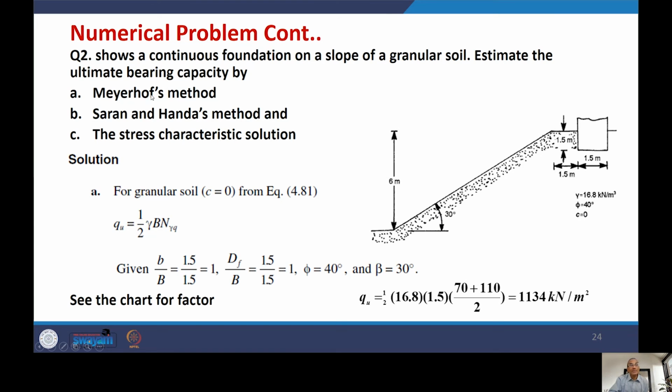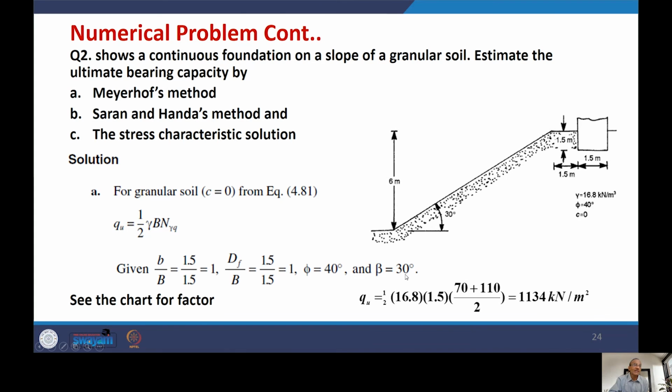So what you have from Meyerhof's method, because c is 0, there will be one term only, that is q_u will be given by half gamma B N gamma. To determine the value of N gamma q, again the dimensionless parameters: D_f by B is 1, B by B equal to 1, and phi equal to 40 degrees and beta is given as 30 degrees. So we use the chart which is given here for phi equal to 40 and beta equal to 30 degrees.